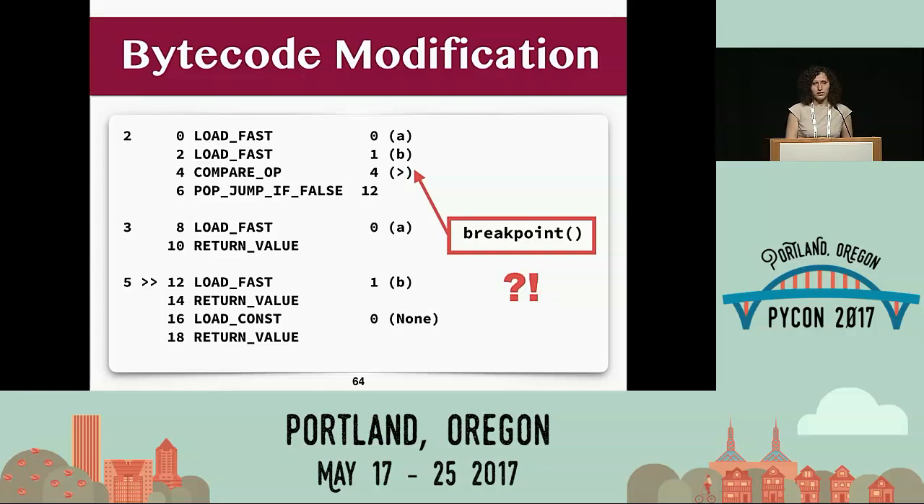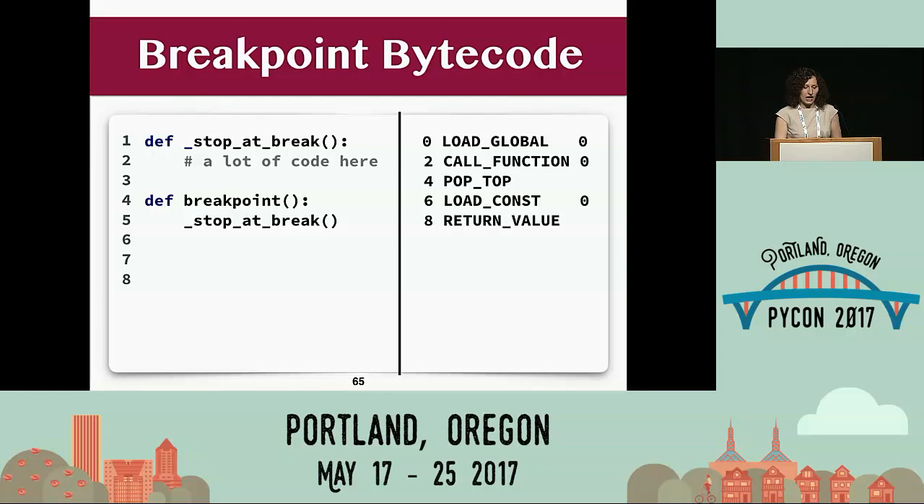Okay, we know how to insert breakpoints, but we don't know what to insert. And of course, we don't want to insert many, many lines of code, some import statements, global variables. We want to insert some small piece of code. And we can wrap our function with some wrapper function named, for example, breakpoint. This breakpoint function calls the stop at break function inside.